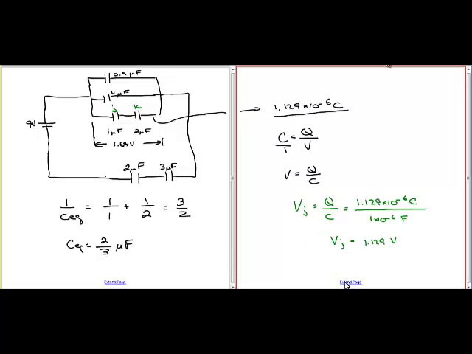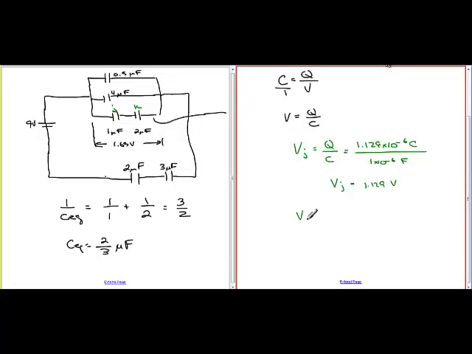And then the voltage across capacitor K is, again, Q over C. This is C sub J, this is C sub K. Q is the same. So you get 1.129 times 10 to the minus 6 coulombs divided by 2 microfarads, 2 times 10 to the minus 6 farads. So we get 1.129 divided by 2. You get 0.565 volts.